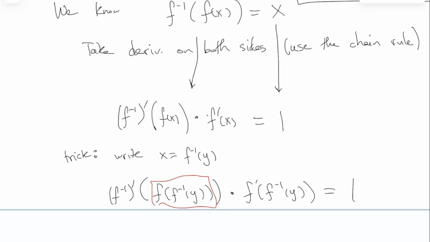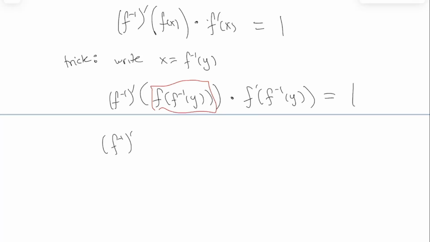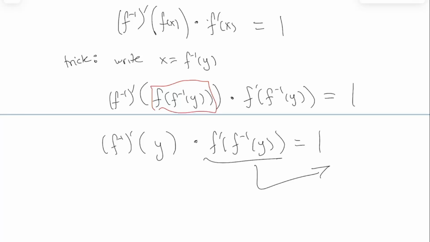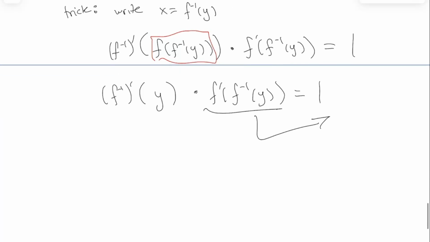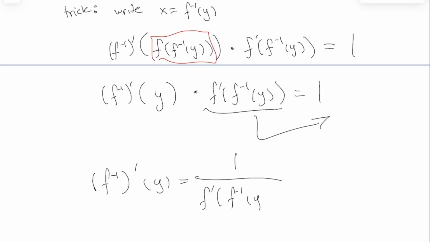Because when you plug f inverse inside of f, they cancel out. That's the whole point of the inverse. So f of f inverse y equals y. So this now says f inverse prime of y times f prime of f inverse of y equals 1. Then I'm going to just divide this onto the other side. It's a big multiplication in the middle, so we can divide both sides by that thing on the end of the left-hand side. And it says f inverse prime of y equals 1 over f prime of f inverse of y.